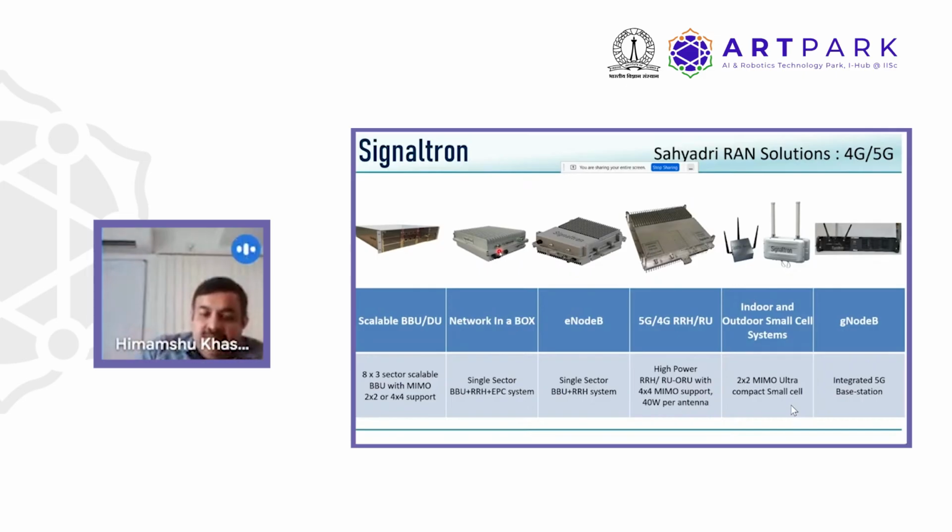It is like a single unit private network kind of a thing, right? So that's what the NIB is doing, network in a box. So we have these also currently produced and deployed. I will show you a little later. Indian Army is using them. So these are a few of these systems, and then we have indoor and outdoor small cell systems.